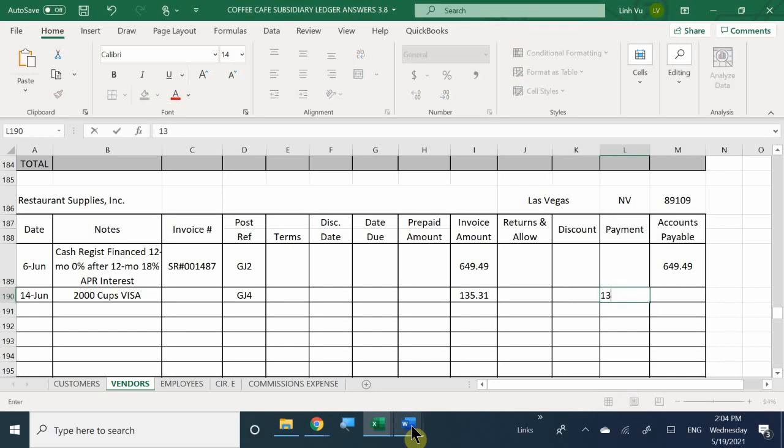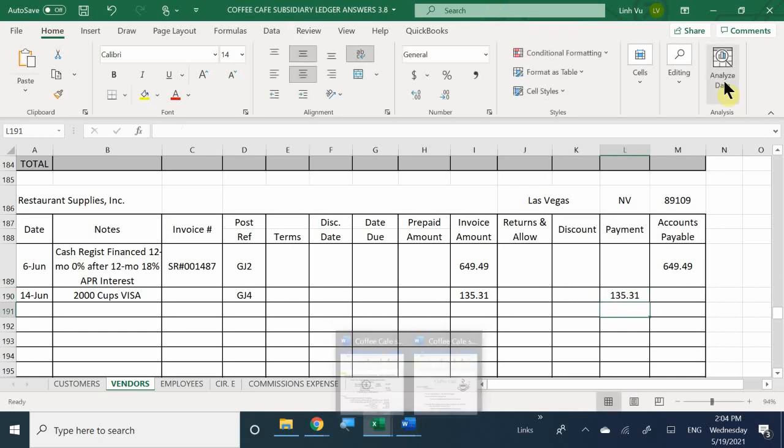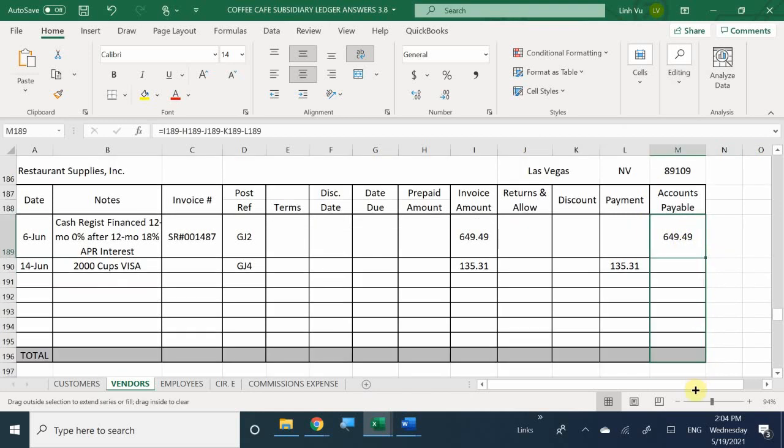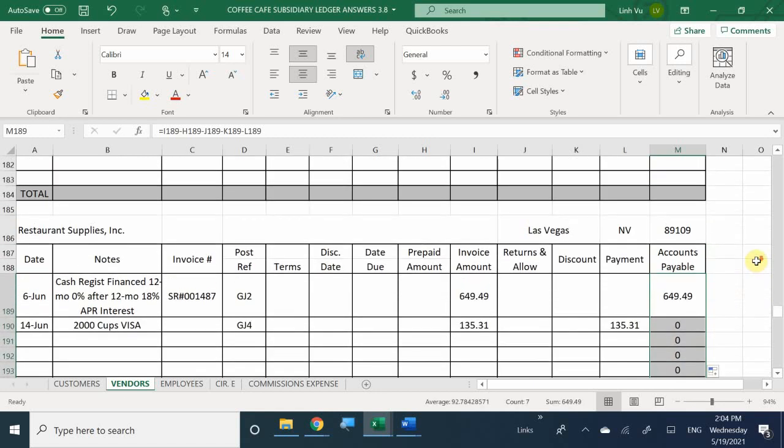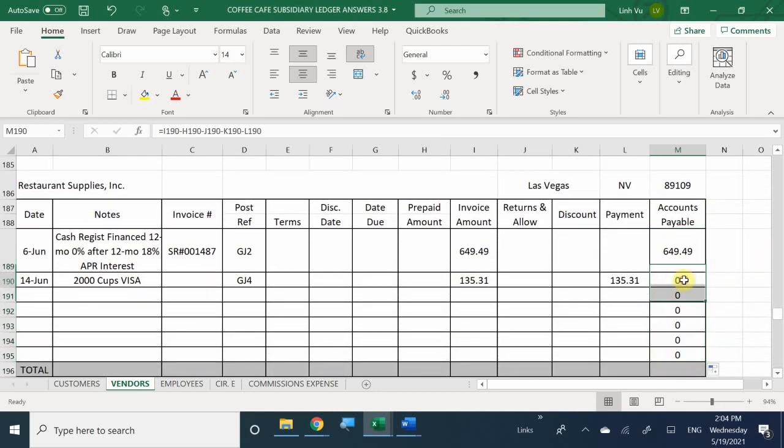Oops, for the $135.31. So therefore, if you still have the formula in here, I forgot to drag it all the way down because once again, we will be making more purchases for the cups. So in this case, I have zero balance because I was in store, I paid for it with my credit card. So therefore, I owe them nothing. But for any reason that you want to return those cups, you have the option to return them.